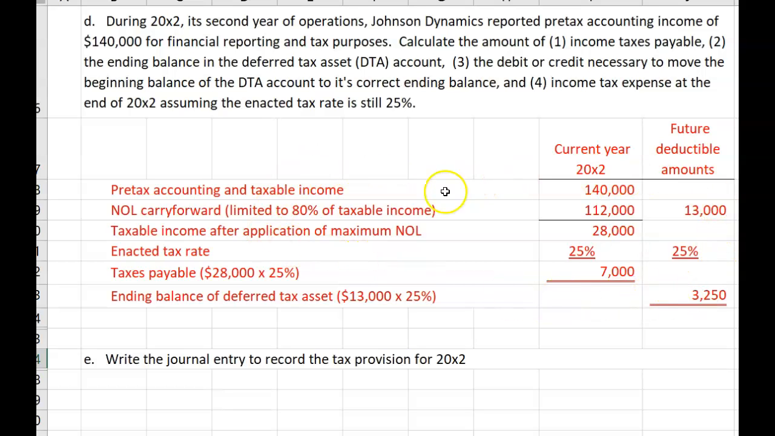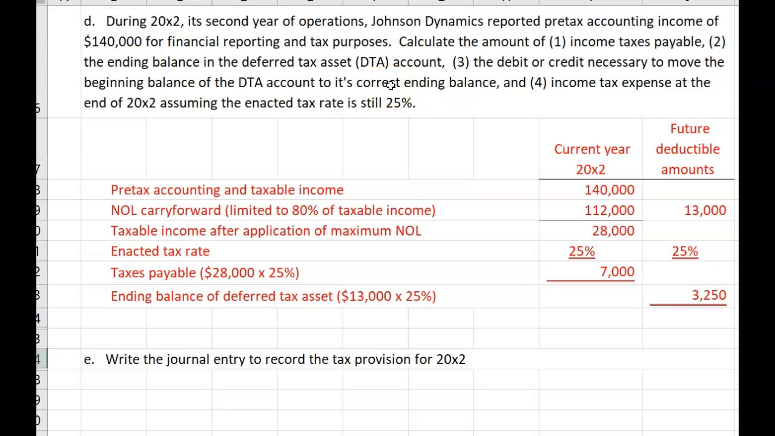We've done our calculations, and we've pulled up a couple of the numbers that we needed in these questions above. Number 1 says, how much is the income taxes payable? It's $7,000. Number 2 asks, what is the ending balance in the deferred tax asset account? That's $3,250. But number 3 asks, what is the amount of the debit or credit necessary to move the beginning balance of the deferred tax asset account to its correct ending balance?